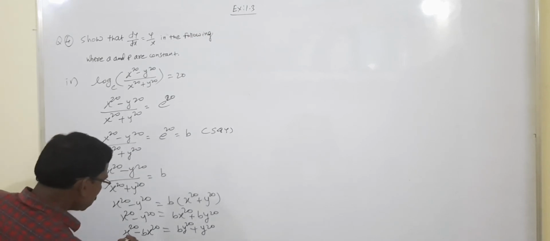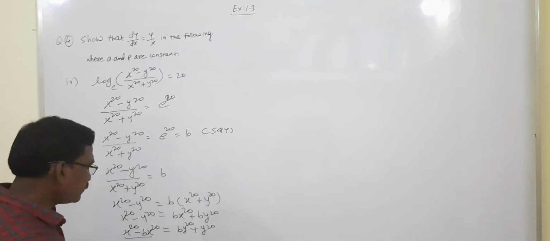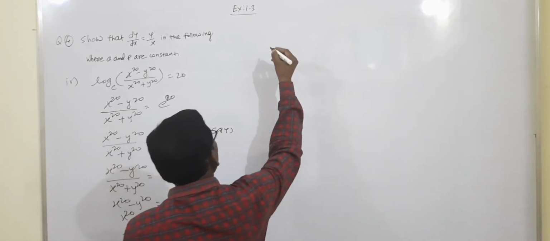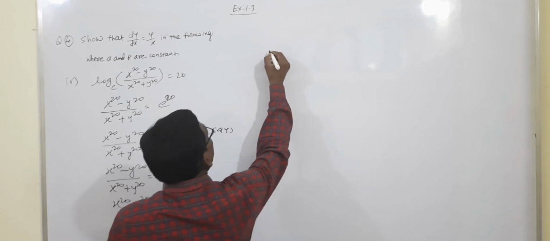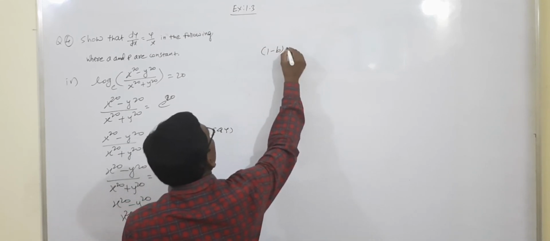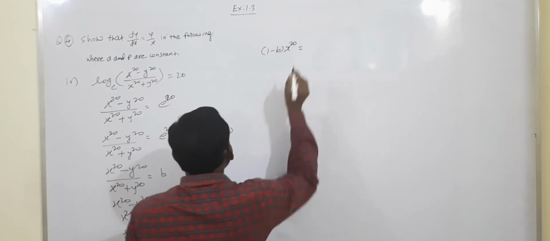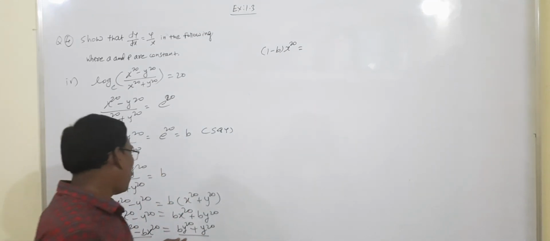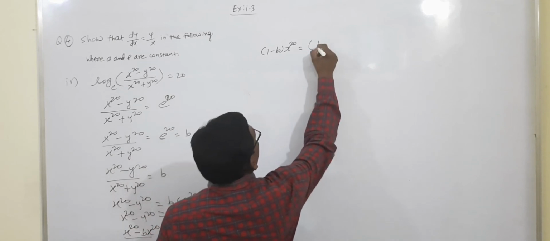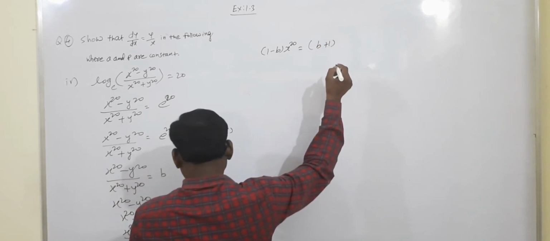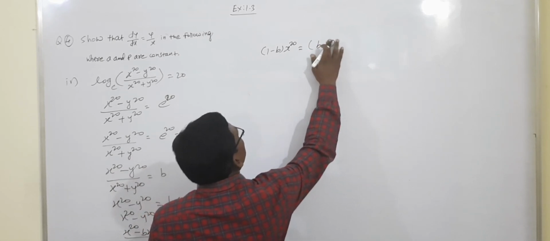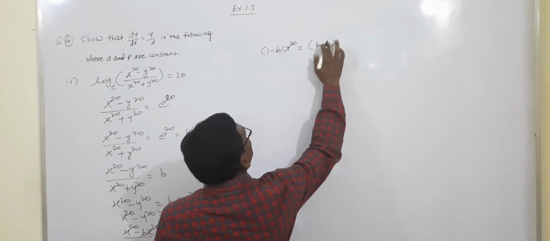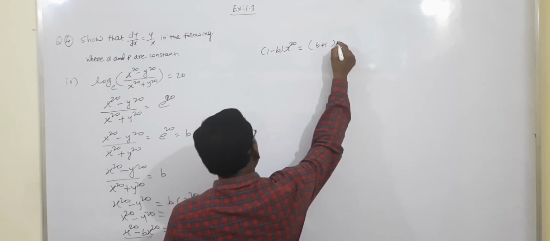Now we take x to the power 20 common from this side and y to the power 20 common from the other side. So when we take x to the power 20 common, it is 1 minus b into x to the power 20 is equal to, and in the right hand side y to the power 20 is common. So it is b plus 1 into y to the power 20.